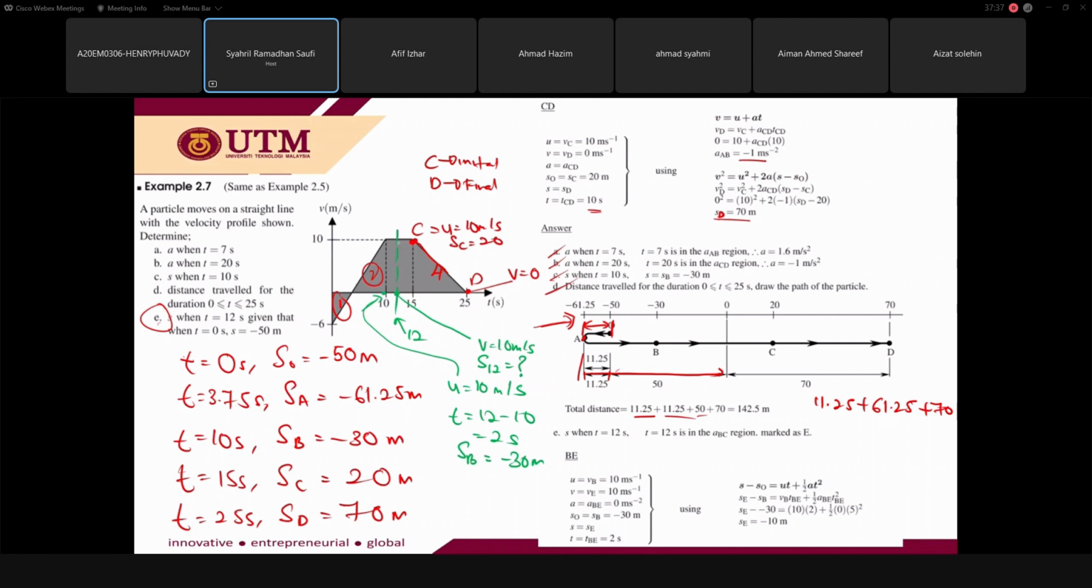Here also you know that from 10 to 12 the acceleration is 0, because it's constant velocity. So you just substitute into this equation to get this S, which is SE or S12. And then with the acceleration being 0, you get SE equal to negative 10 meters.